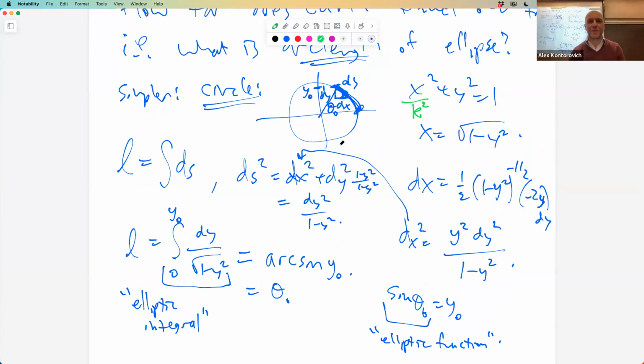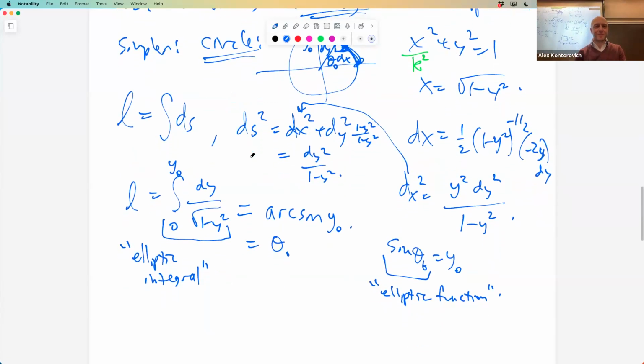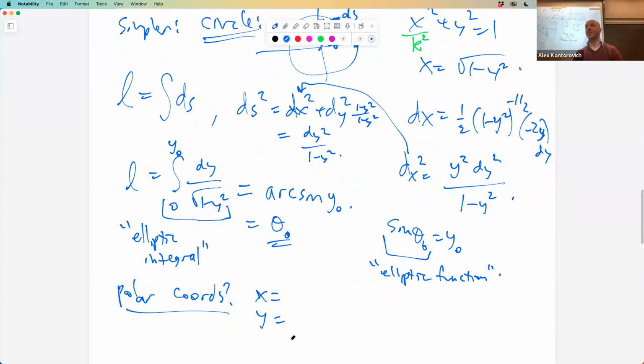Oh, there was one more thing I wanted to do before we go to the ellipse. Let's make one more little change of variables, because I think it'll be useful for the other thing that I want to do. Another viewpoint on this theta zero: let's change to polar coordinates. So in other words, how do I parameterize x and y? What's the change of variables from rectangular to polar? You guys remember this?